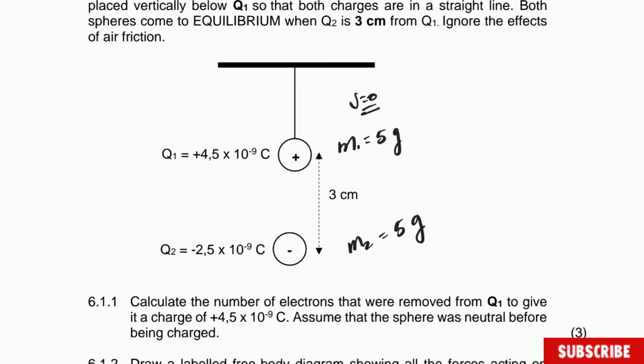Question 6.1.1: calculate the number of electrons that were removed from Q1 to give it a charge of positive 4,5 times 10 to the minus 9 coulombs. Assume that the sphere was neutral before being charged. In this question, we're looking for the number of electrons that were transferred.